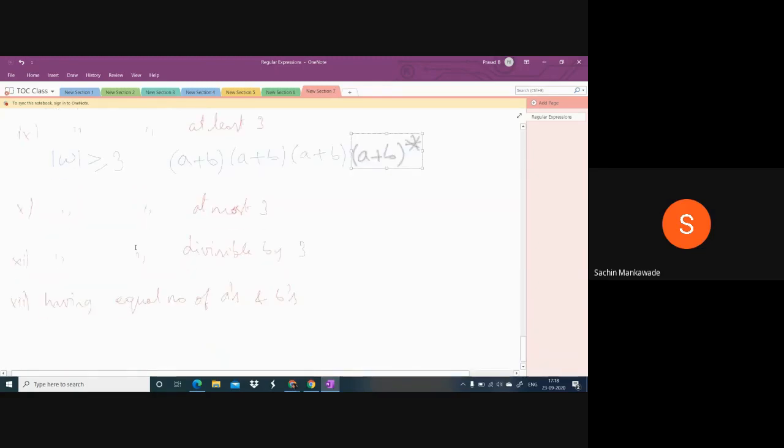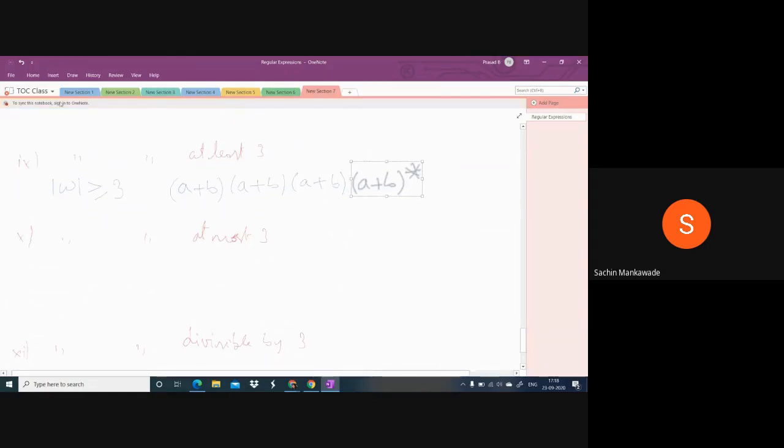Next, at most 3. What is the meaning of at most 3? Maximum 3. This same thing you can write like this also, instead of this one, the at least 3. This is for length 1, this is for length 2, this is for length 3. The plus means minimum. From here, minimum length 1. If I take minimum length 1, the total will be 3, or you can take 4, 5, 6, and so on. So either this way or this way.